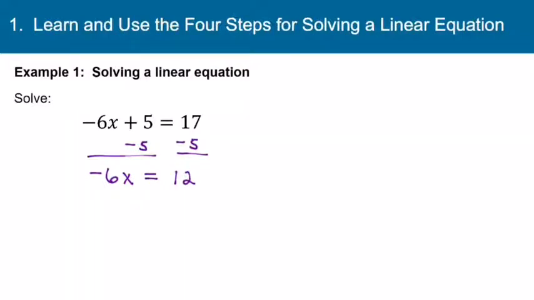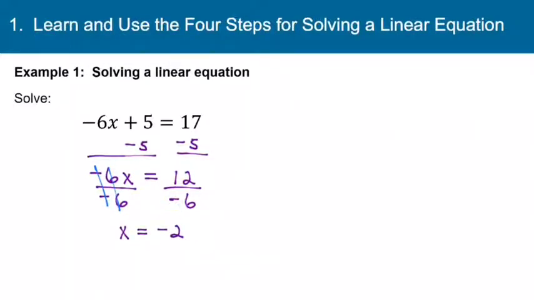Now step 3 was to isolate the variable. So we want to eliminate this coefficient of negative 6. So we should divide both sides by negative 6 and then simplify. On the left side, the negative 6's divide out, leaving us a coefficient of 1, which is what we wanted. On the right side, 12 divided by negative 6 is going to make negative 2. So we'll have x equals negative 2.